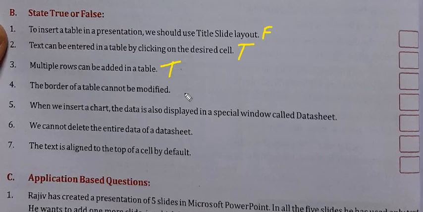The border of a table cannot be modified. Obviously, it can be modified. Yes or no? It can be modified. So "cannot" is written, so it will be false. We can change the border also.